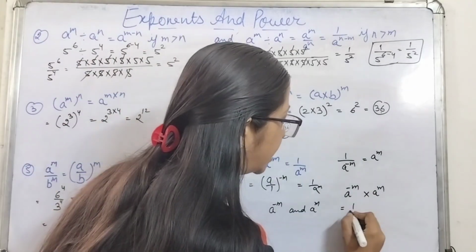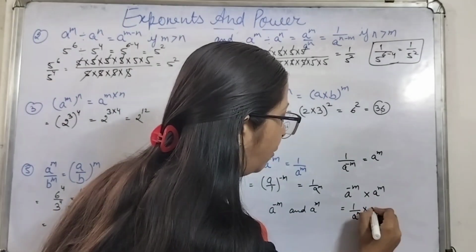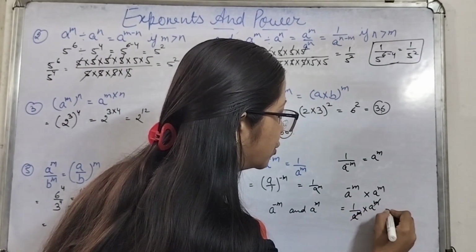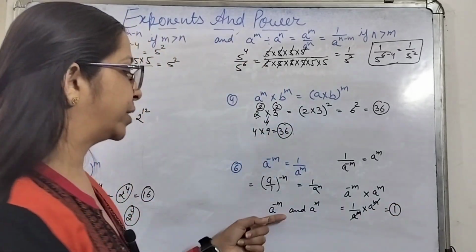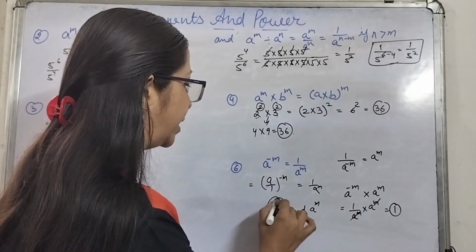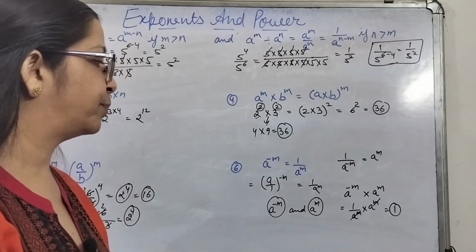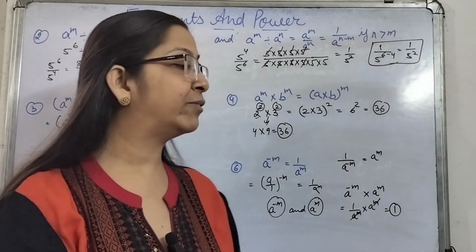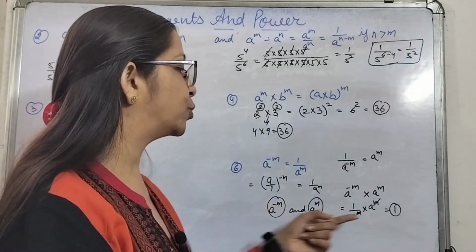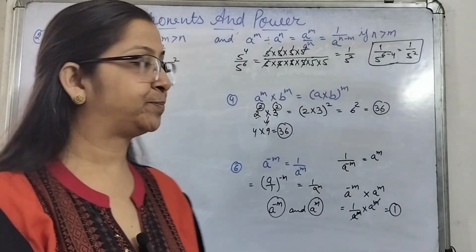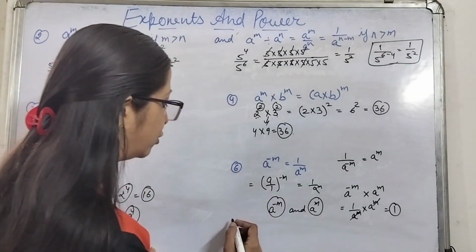So it could be written as 1 upon a raised to the power m multiplied by a raised to the power m. So the final value will be 1. So we can say that a raised to the power minus m and a raised to the power m are both multiplicative inverses, because the product of these two is equivalent to 1. Now what type of questions could be there?